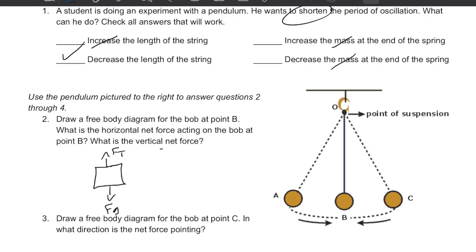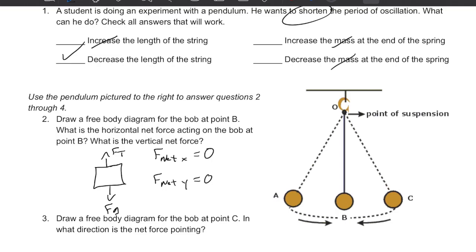What is the horizontal net force acting on the bob at point B? What is the vertical net force? So the net force in the x, which would be the horizontal net force, would be 0. There are no forces acting on it at that moment in time. The net force in the y, the vertical net force, is also 0 because the force of tension and the force of gravity are balanced at that point.